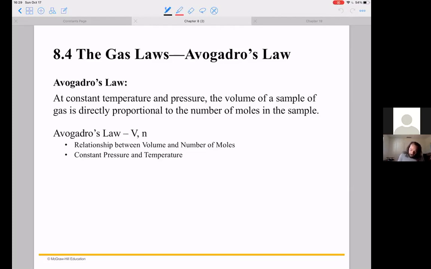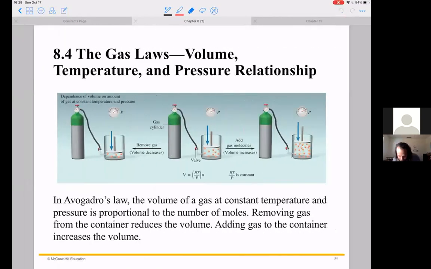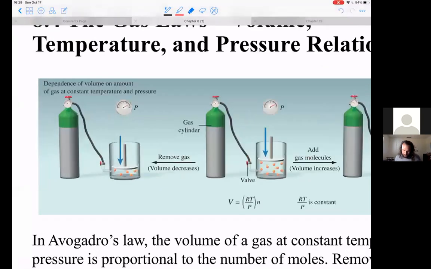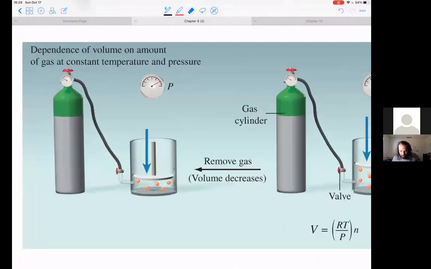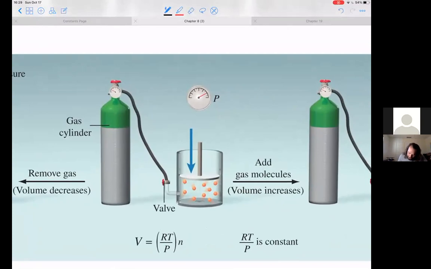So let me show you what we do. First, let's just look at what we mean here. This is a depiction of the volume that's occupied by a certain gas. And again, the pressure is going to be constant here. So let's say that I have 1 mole of gas in this container.